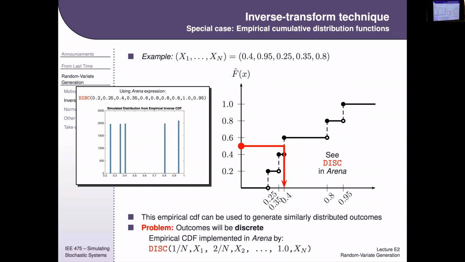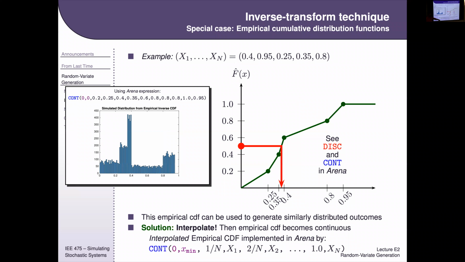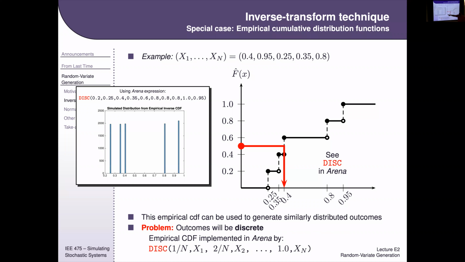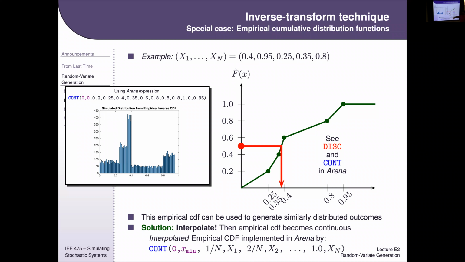The issue with this, though, is that I will only get the numbers that I observed in my data set out. So I won't get anything in between. Sometimes that's not the desired thing, because say I happen to draw 100 samples, but I want the frequencies to be roughly the data set that I got, but I want other numbers to come up as well. And so what ARENA also provides for us is something called CONT, for continuous. What it basically does is it takes our approximate CDF here, draws lines through it, and then draws numbers according to that CDF.